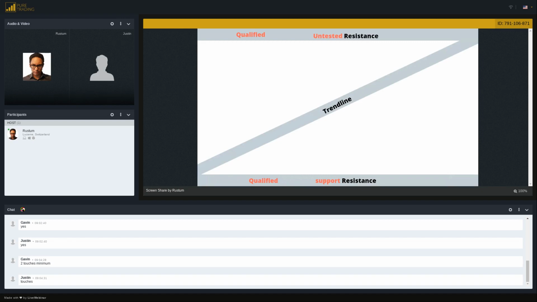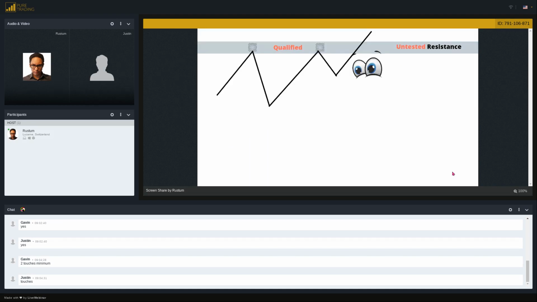Okay, let me just, the next one. So we need our two touches, and then that becomes a qualified resistance. So what makes it now an untested resistance? So we know when it's qualified is when there are two touches. But what makes it an untested resistance? Because this is now another part of the edge.